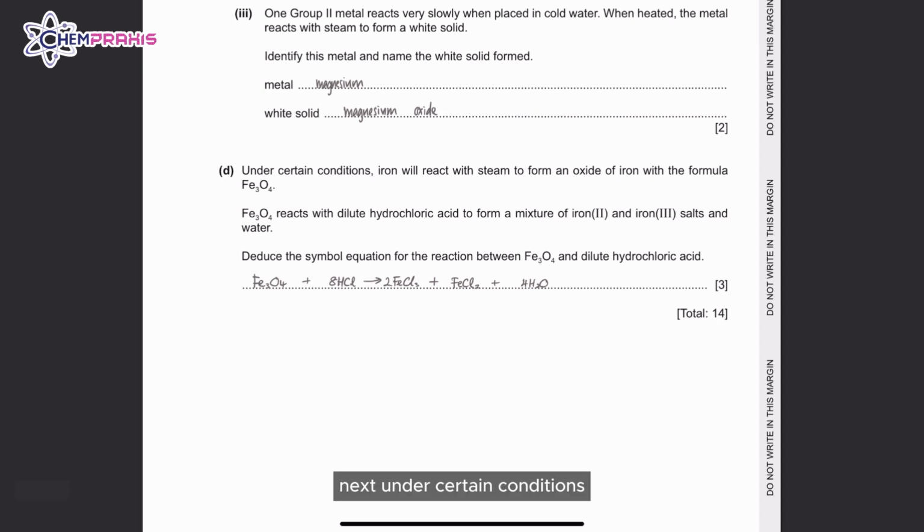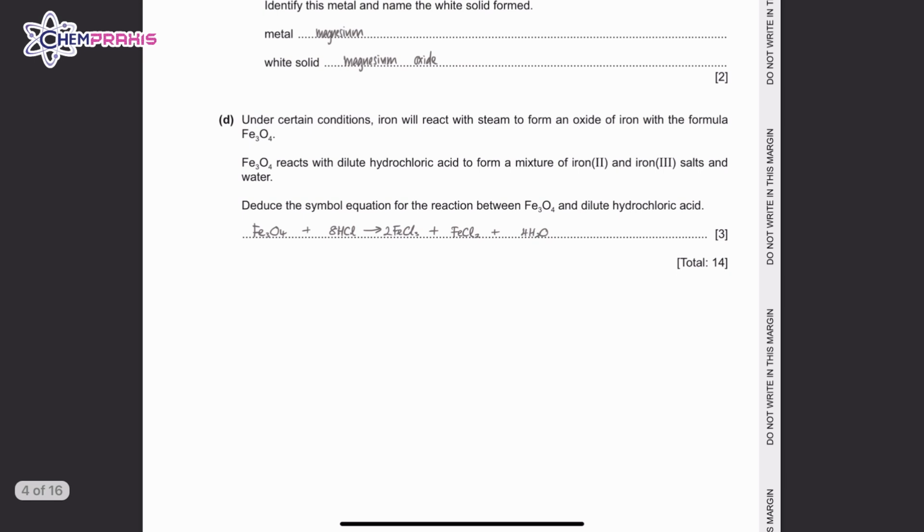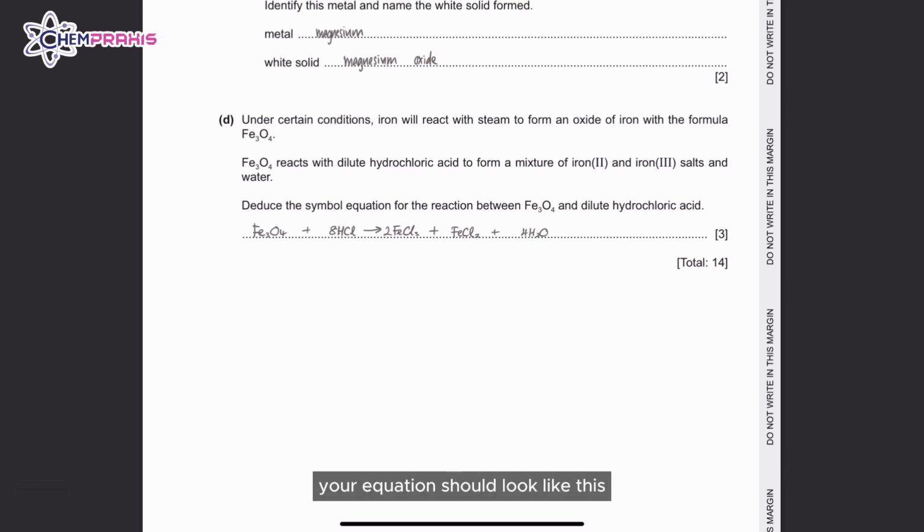Next, under certain conditions, iron will react with steam to form an oxide of iron with the formula Fe3O4. Fe3O4 reacts with dilute hydrochloric acid to form a mixture of iron(II) and iron(III) salts and water. Deduce the symbol equation for the reaction between Fe3O4 and dilute hydrochloric acid. Your equation should look like this, and ensure that you balance the equation.